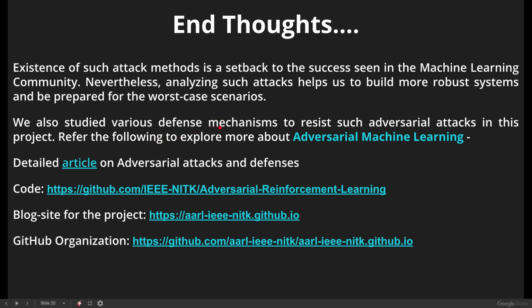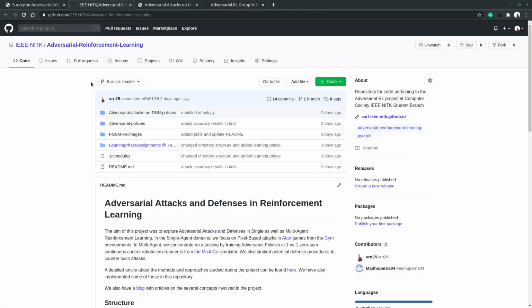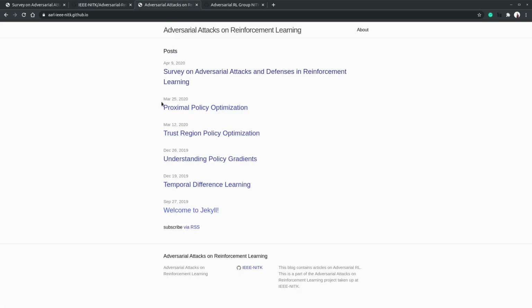And for those of you who want to explore more into why and how these adversarial attacks happen, what the vulnerabilities are associated with powerful deep learning models like neural nets, and what we can do to defend our systems, feel free to check out this blog post on adversarial attacks and defenses in machine learning with a specific focus on reinforcement learning. And all the code for this project is available in this repository, and we also have a blog where we had posts on various topics that we learned during this project.